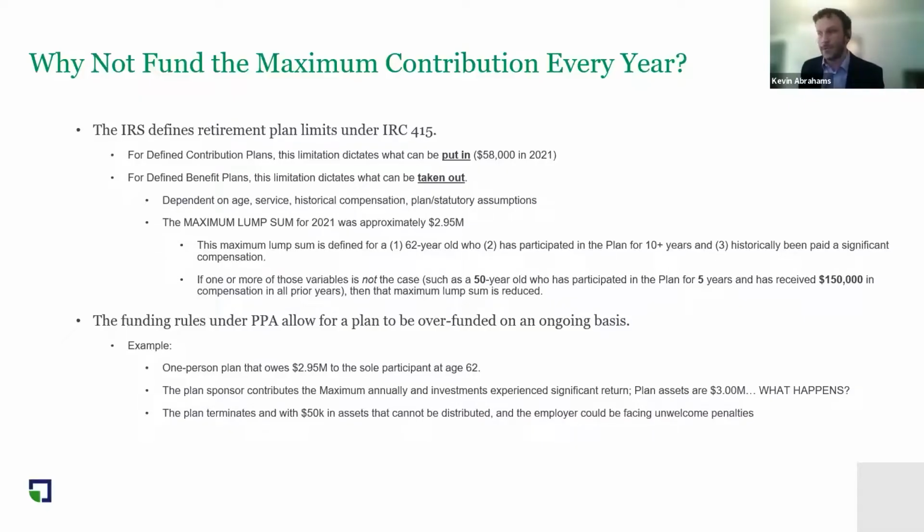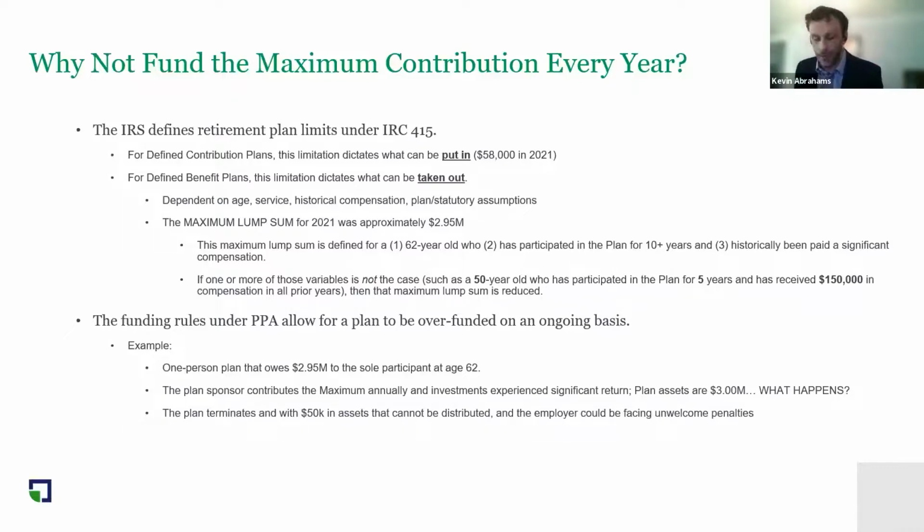So we've come to the end of the plan. That hypothetical account balance has grown to 2.95 million based on assorted contribution credits and interest credits. And the IRS says that's the most that person can take out of the plan. Good, his plan benefit matches the IRS maximum. Well, historically, the plan sponsor has been putting in the maximum, because the funding rules allow you to overfund the plan on an ongoing basis. So they've been funding the maximum, which is more than the recommended amount that we talk about each year. And the investments have hit it out of the park. Instead of a 5% return, they've returned 15%. And the plan assets at the time they want to terminate the plan are 3 million.